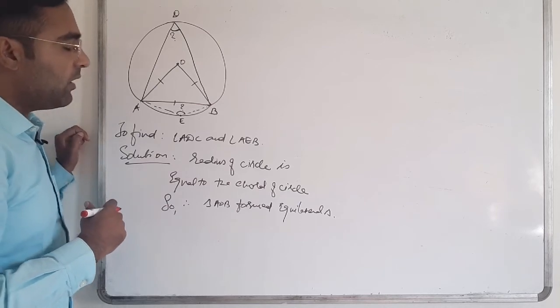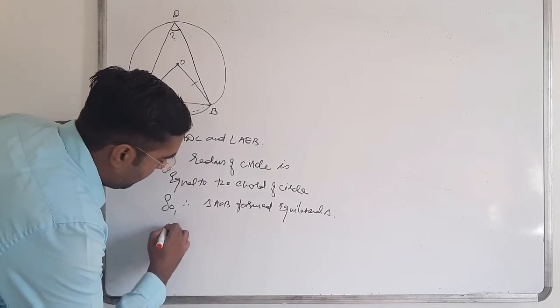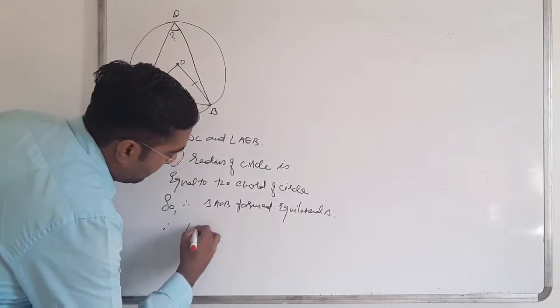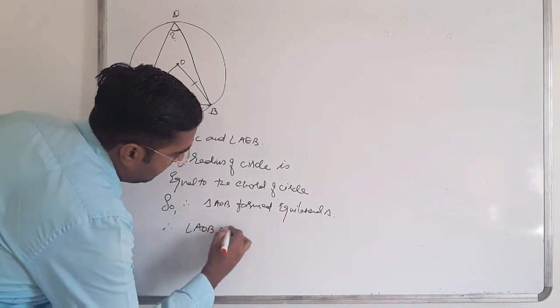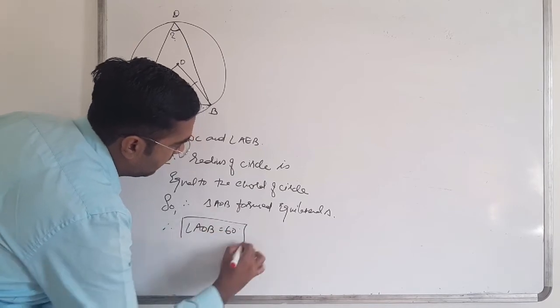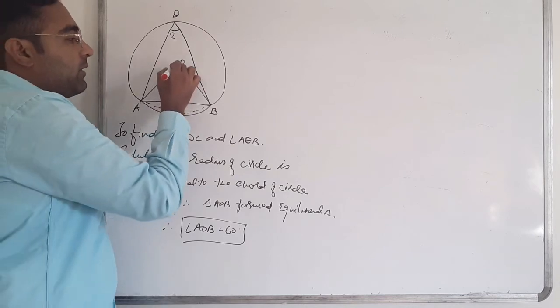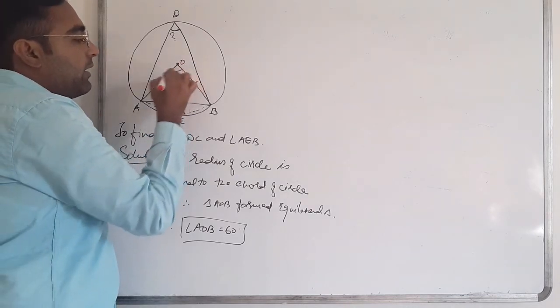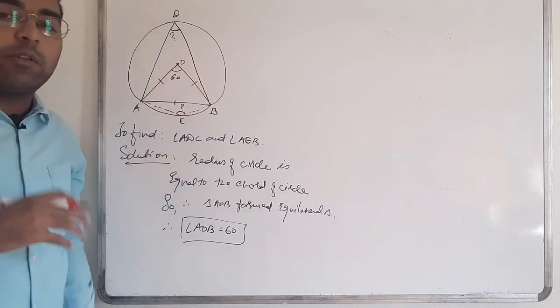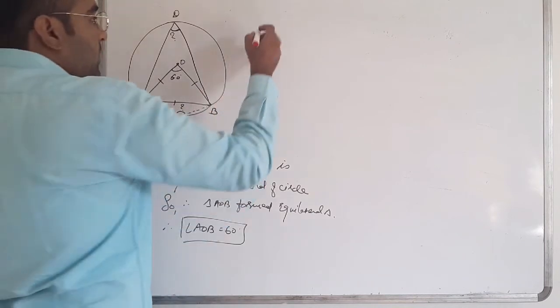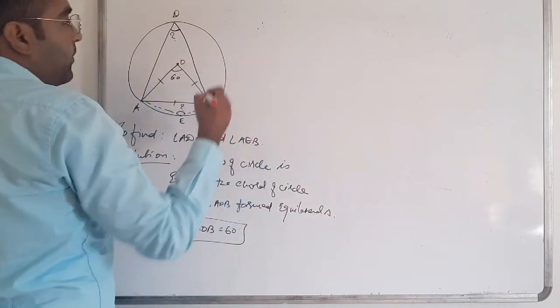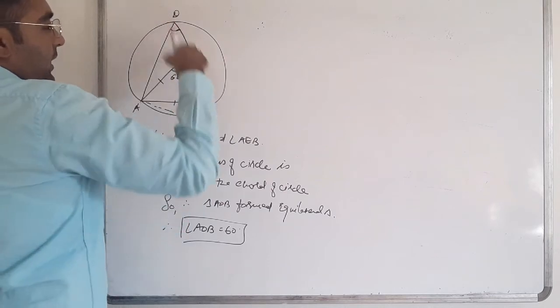Okay, so therefore we have to write that angle AOB is equal to 60 degrees. We know that in an equilateral triangle, each angle of the triangle is equal to 60 degrees. So I'll write that AOB is equal to 60 degrees. Therefore, now we have to find first of all ADB.